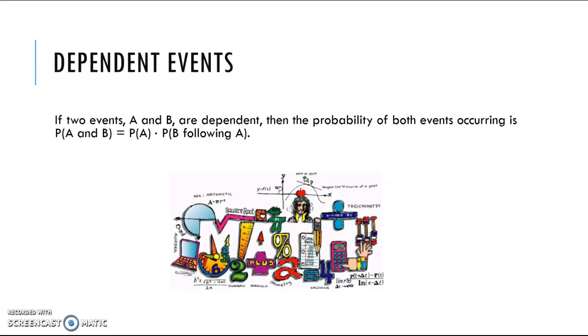Well, what happens when they're dependent? A dependent event means that the first event will affect your options in the second event. We're still going to multiply. So it's the probability of A times the probability of B following A, which means the probability of B given that A has already happened. So the idea is we find the probability of the first one, then we find the probability of the second one, assuming that the first one did happen. Then we multiply those two probabilities.